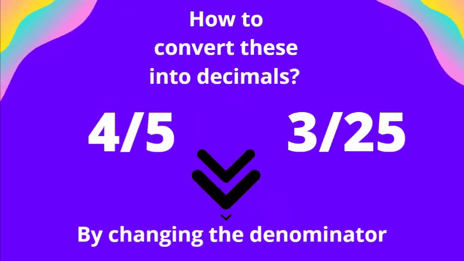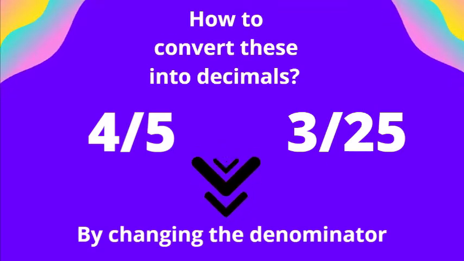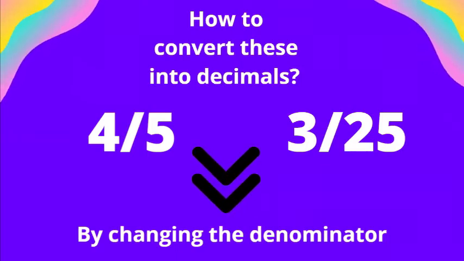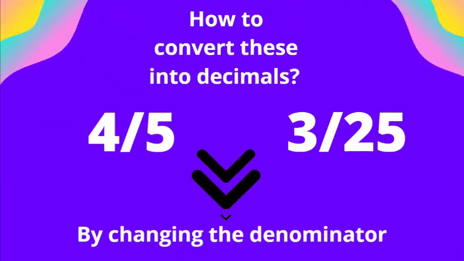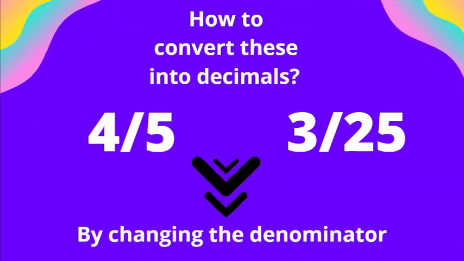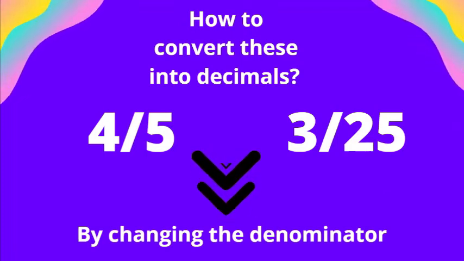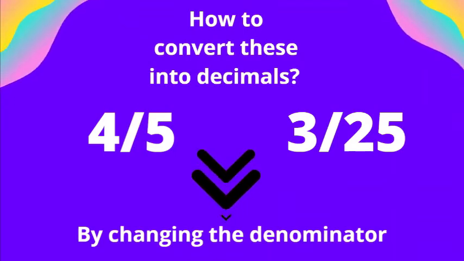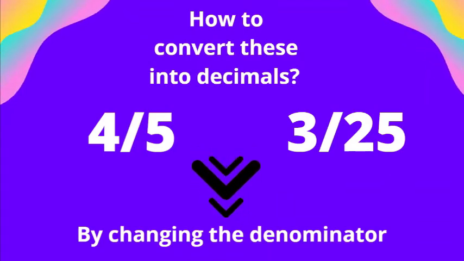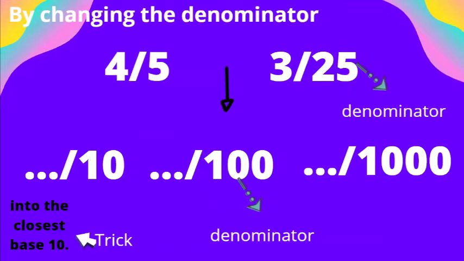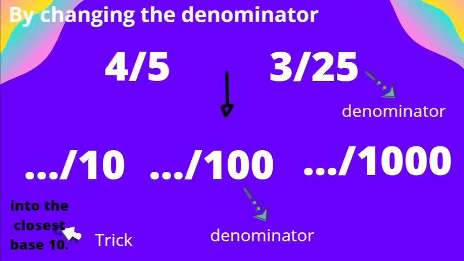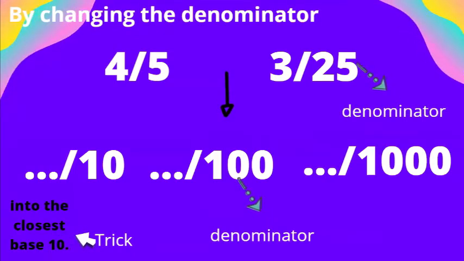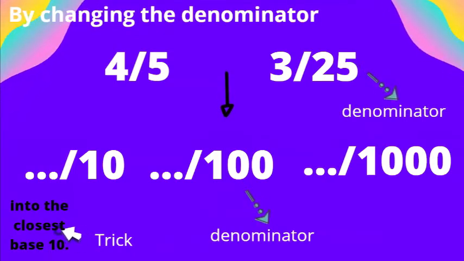But how are we going to convert fractions that aren't in base 10, 100, or multiples of 10? For example, 4 over 5 or 3 over 25. In solving this problem, we need to change the denominator into other multiples of 10, or we need to divide the numerator by the denominator. For now, we will solve it by changing the denominator into 10, 100 or other multiples of 10. The trick is to change it into the closest base 10.